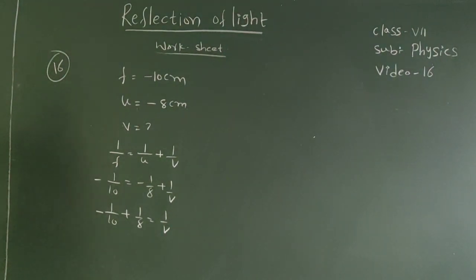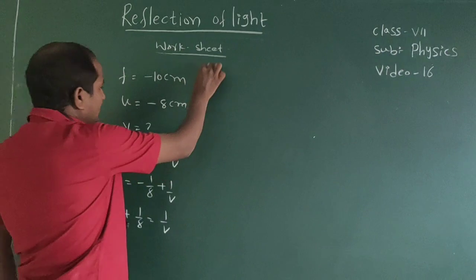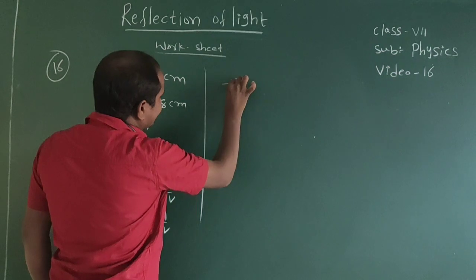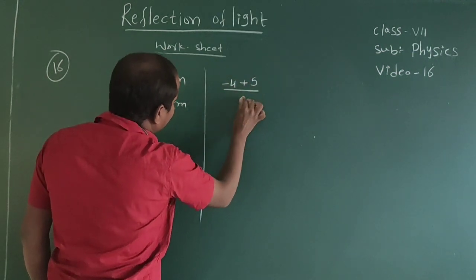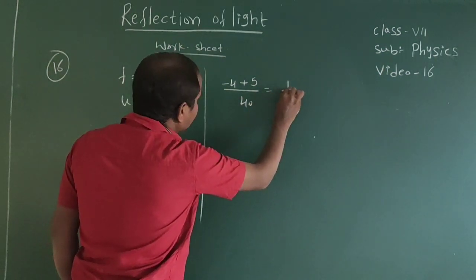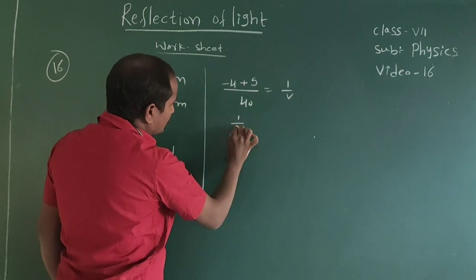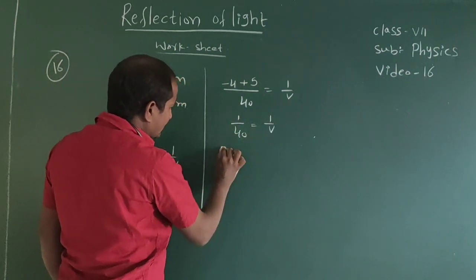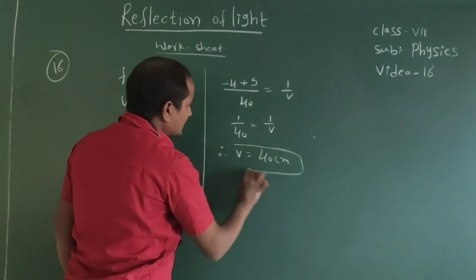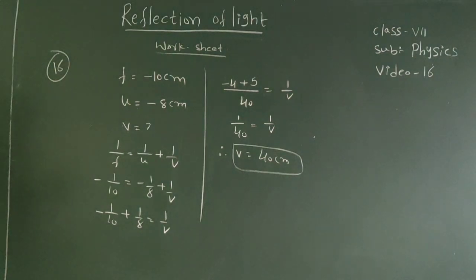What is the LCM for 8 and 10? 40 is the LCM. So here 4 times, here 5 times. Minus 4 plus 5 by 40 is equal to 1 by V. So 1 by 40 is equal to 1 by V. Therefore V equal to 40 centimeters. Image distance equal to 40 centimeters.